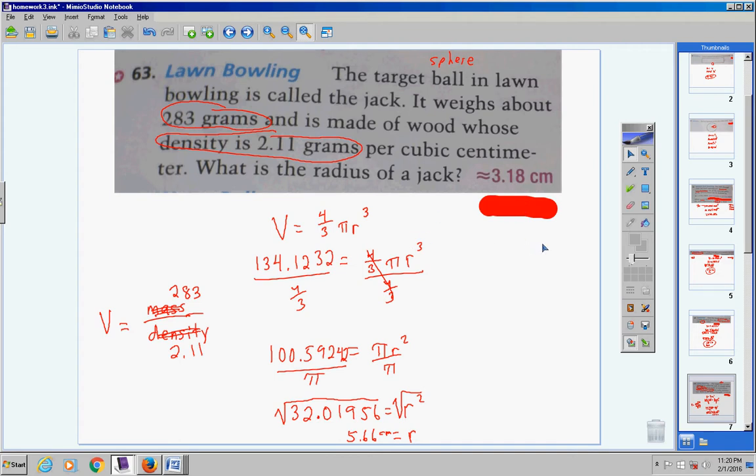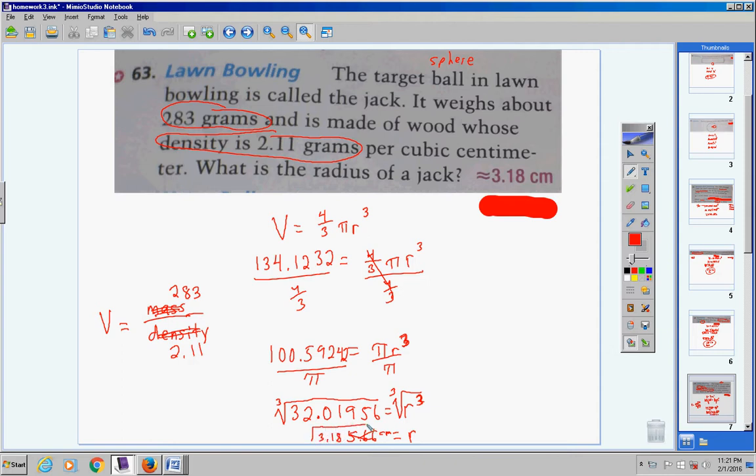Hold on, let me look this over real quick. Okay, guys, I'm back, and I apologize. You know, your math teacher makes little mistakes. This is r cubed, isn't it? So that should be a 3 right there. I brought that down incorrectly. So we take the cube root of both sides. Sorry about that, guys. So the cube root of this number would be 3.175 or 3.18, which is the correct answer. So everything is fine here.